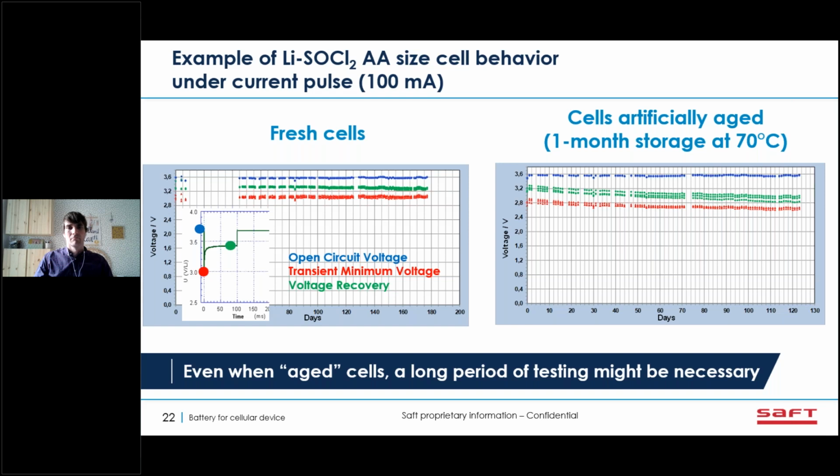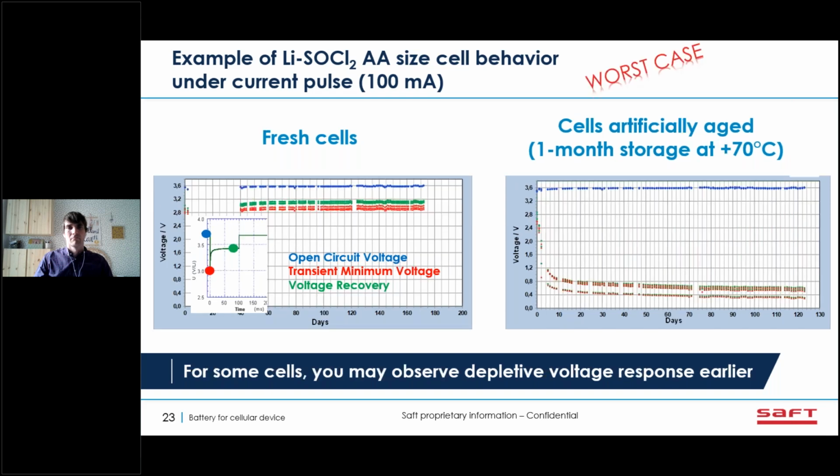But you can have as many behaviors as there are lithium thionyl chloride manufacturers in the world. It means that, for example, in the worst case of the market, for exactly the same test, on a fresh cell you will have wonderful behavior. But if you spend a little time at hot temperature, you kill the chemistry. So you kill the battery. It will not work anymore. In between both behaviors, you can have as many behaviors as battery manufacturers, so it is extremely complex to define if it will work for a long time or not.